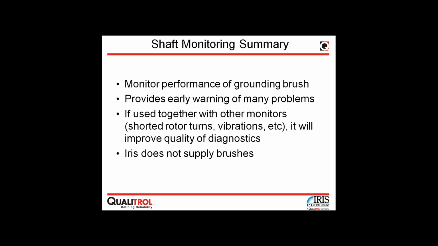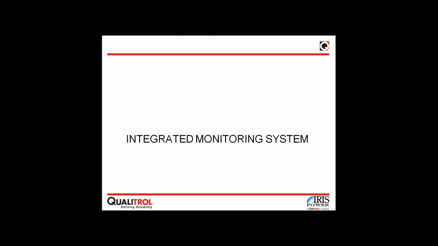So, summary: monitoring performance of grounding brushes is important, and this system will provide early warning of many problems, and we recommend it be used as part of other systems. Together with other systems, it will produce better diagnostics. IRIS is not keen to provide brushes because they will be custom installed. Some people already have them. So our system will come with an active termination box, shunts for the grounding brushes, and the instrument.